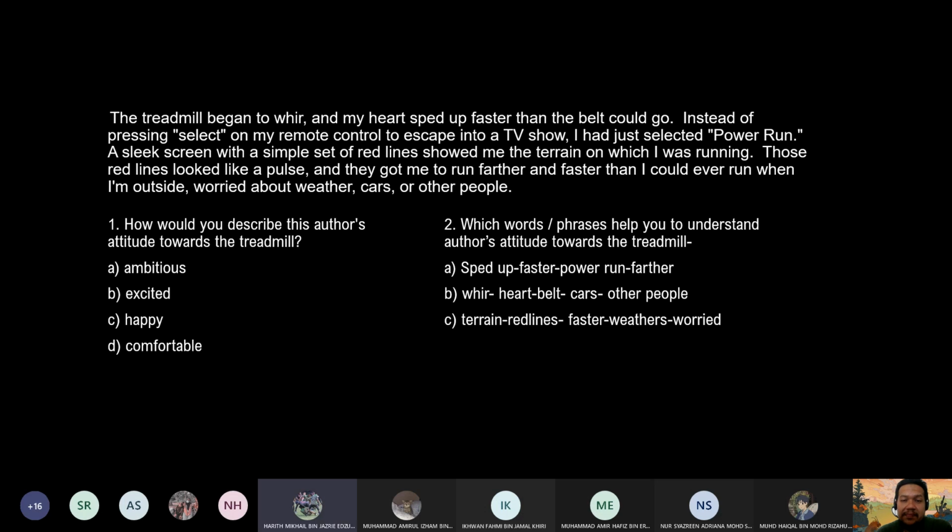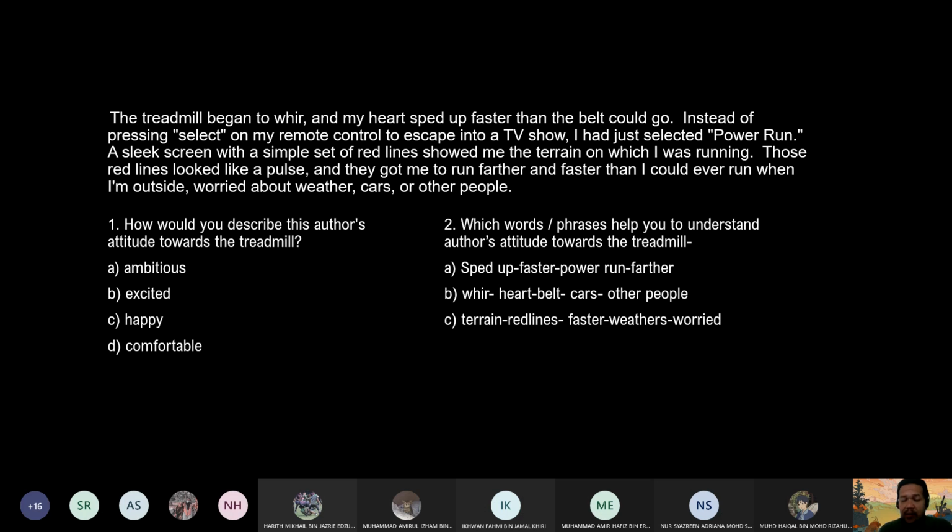Because in line number 2, you would see, I had just selected power run. A sleek screen with a simple set of red lines showed me the terrain in which I was running. Those red lines looked like a pulse, and they got me to run farther and faster than I could ever run when I'm outside. Yes. Even though it's just an ordinary treadmill, it was assumed to be a power run machine. So it shows that this author is very excited.